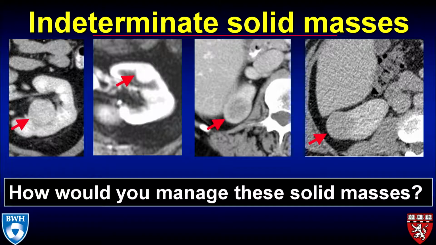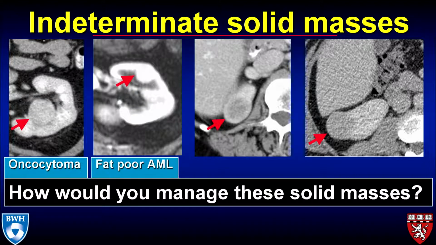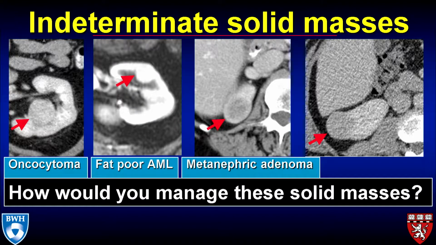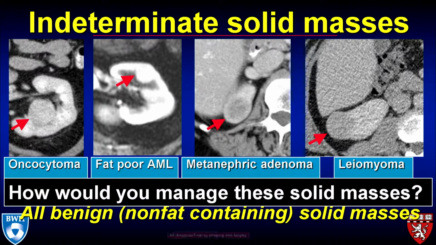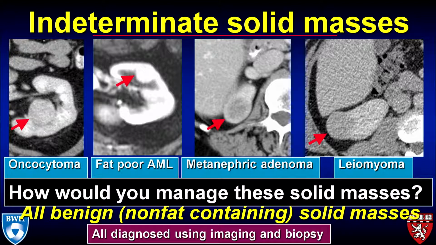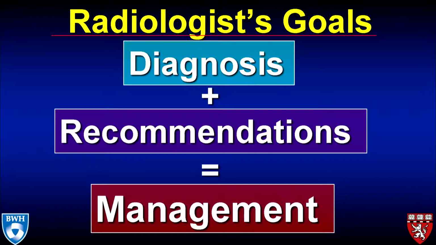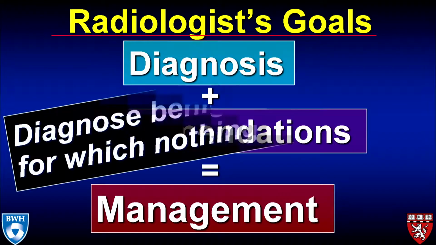I hope what you would say is we would biopsy them. Why? Because that's an oncocytoma. That's a fat-poor AML. That's a metanephric adenoma, a rare benign tumor, and that's a capsular leiomyoma. So these are all diagnosed with biopsy, saving this patient an operation and nephron loss. I'll talk to you about why that's important in a minute.